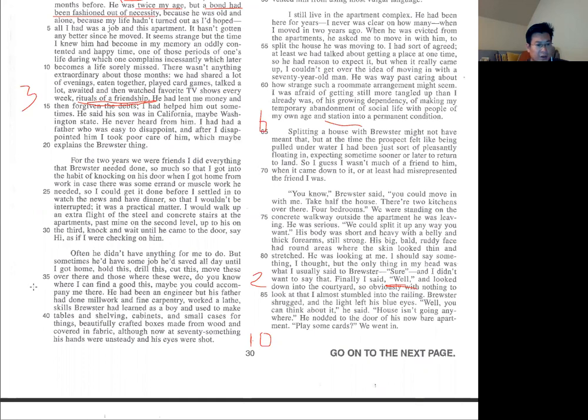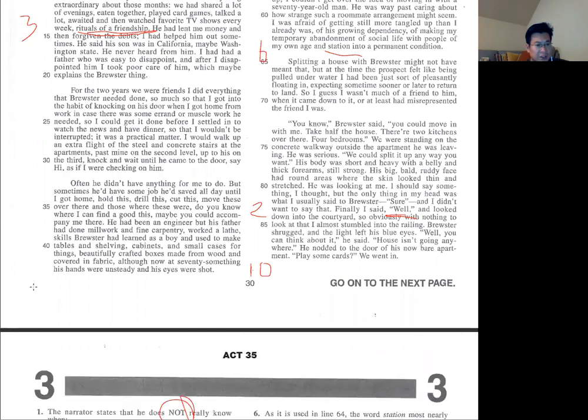And then the third paragraph: often he didn't have anything for me to do, but sometimes he'd have some job. He'd save it all day until I got home. Hold this, drill this, cut this, move these over to where they need to go. I mean, things like that are whatever they describe, like another description of their relationship.